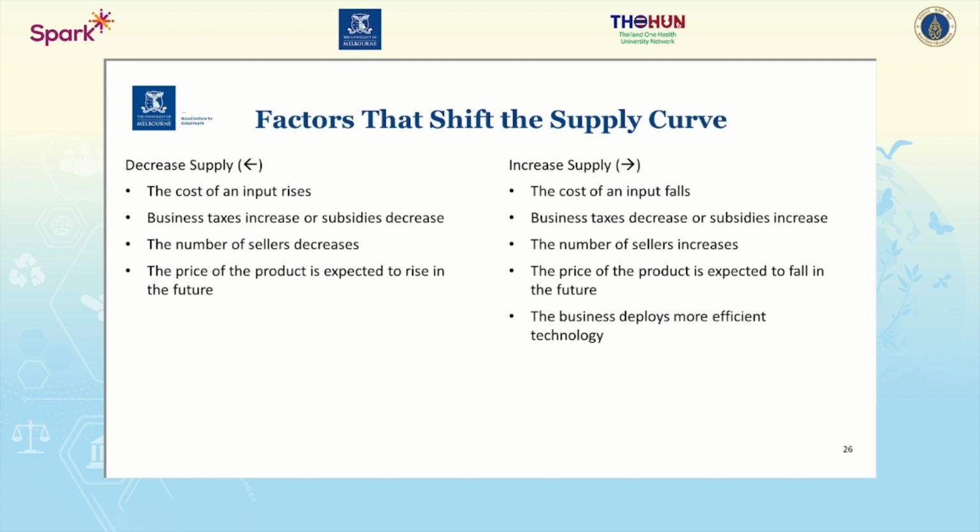So the final thing is a business deploys a more efficient technology, which is again making it cheaper to provide the same material at a lower price, so you see a shift in the supply curve. We don't have a counterpoint here for decreasing, because I think businesses are generally in the market of not using technology that makes them less efficient. So that's skipped here.